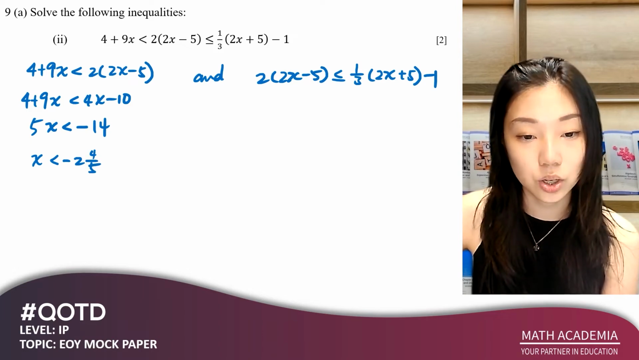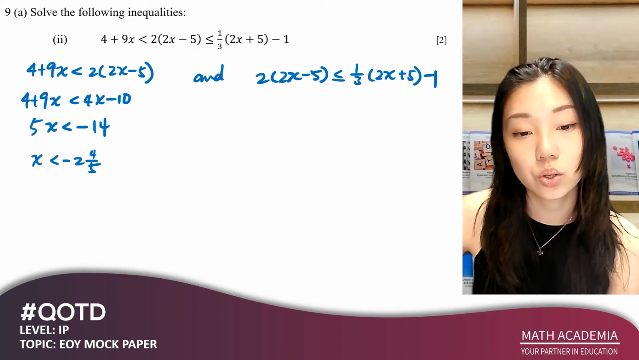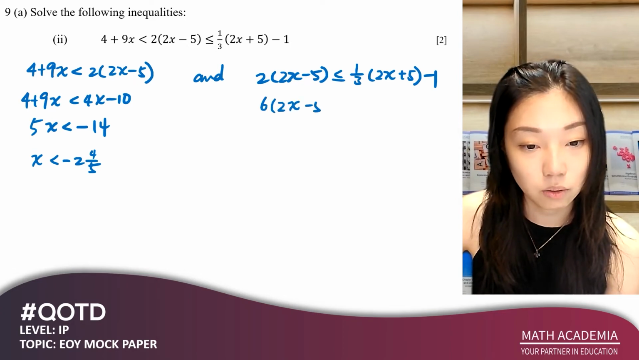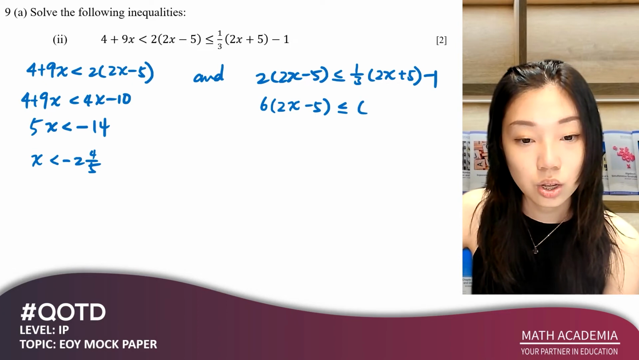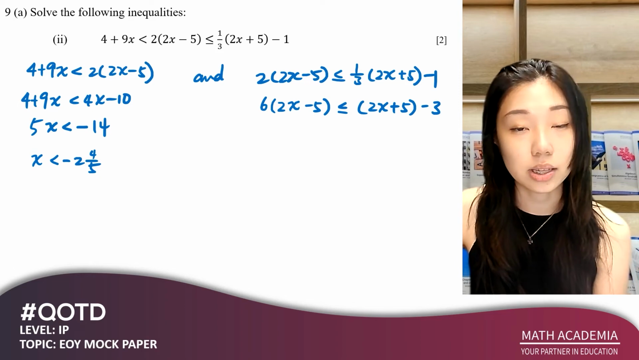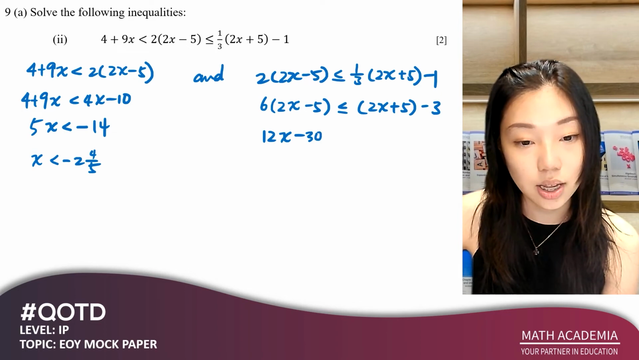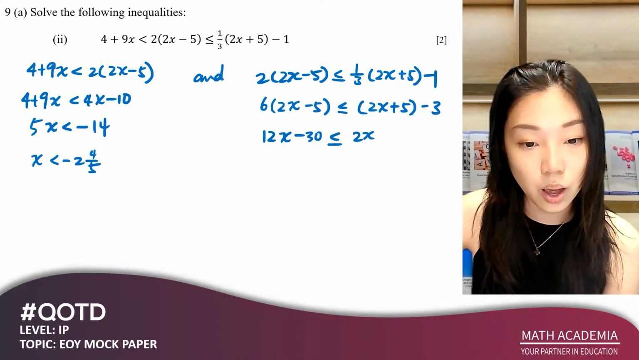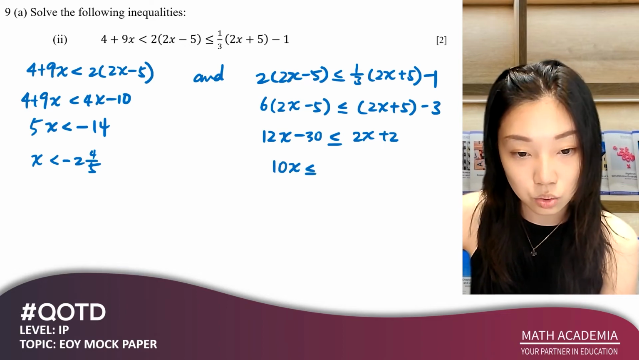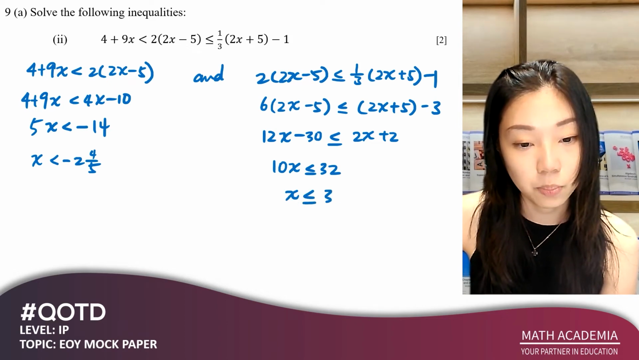Okay, let's work with this equation. I would multiply by 3 throughout the entire equation just to eliminate my fraction. So I have 6 multiplied by 2x minus 5 is less than or equal to 2x plus 5 minus 3. Let's expand and simplify our equation first. I would have 12x minus 30 is less than or equal to 2x plus 2. So that would give me 10x is less than or equal to 32. So x is less than or equal to 3.2.